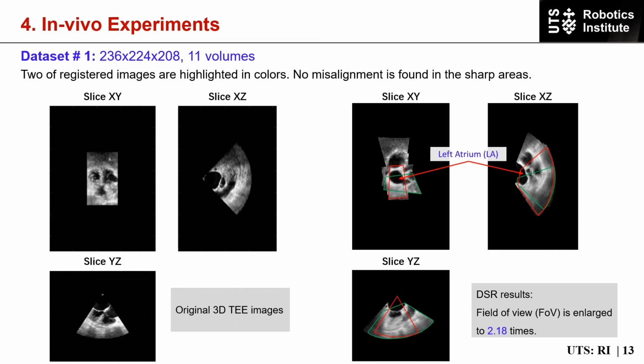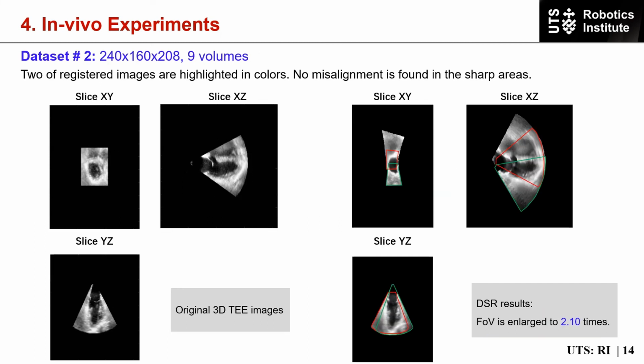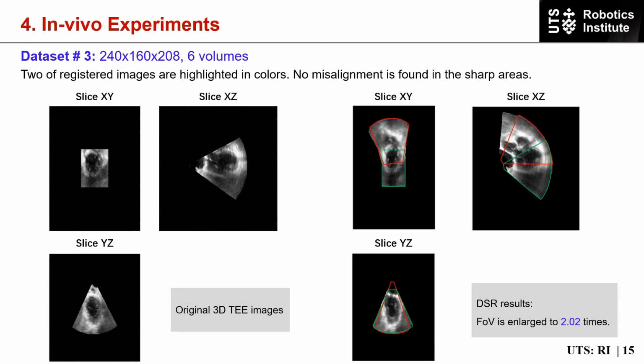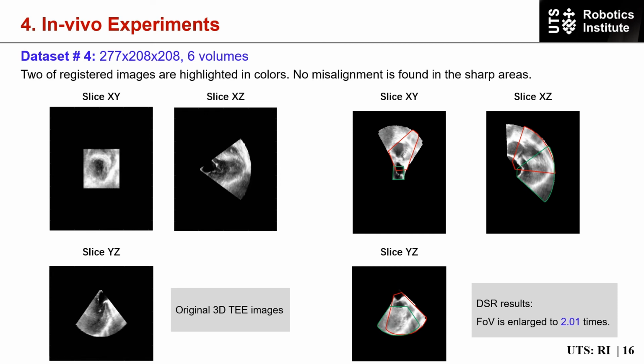To further evaluate the accuracy of the proposed DSR method, in vivo 3D images in each dataset are fused using the poses from DSR. We manually select areas which contain sharp boundaries, like the left atrium, in the fused images for evaluation. 2 of the registered images in the fused images are highlighted in color boundaries. By observing the LA walls, it is found that the staging area have smooth transition, and no misalignment is found in the images, which suggests good quality of alignments have been obtained by DSR. Through counting the number of voxels, it is found that the field of view of the fused image is enlarged around 2 times as compared with the original single TE images.